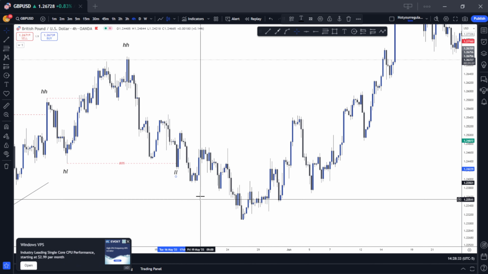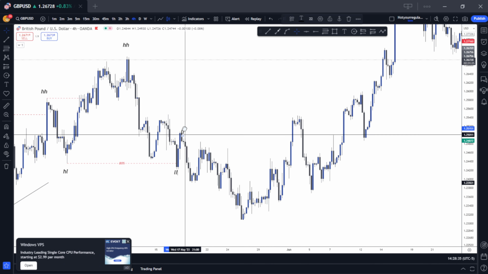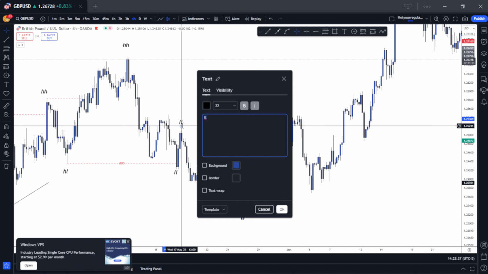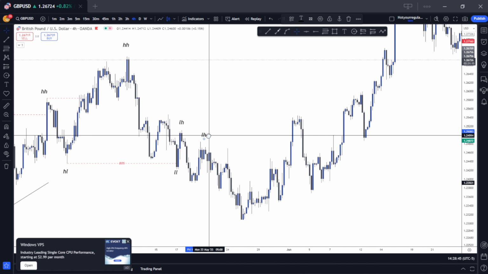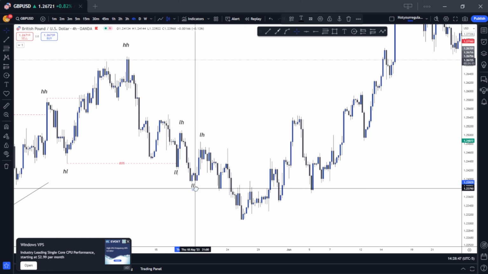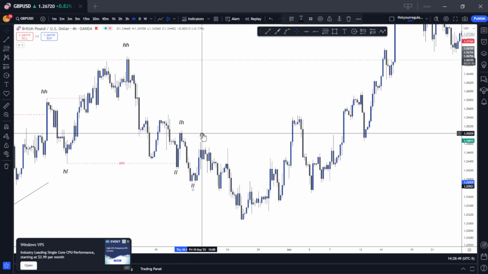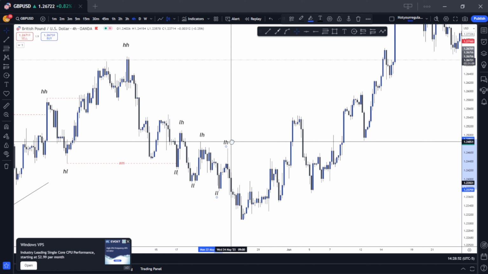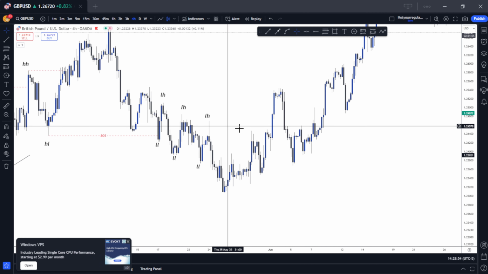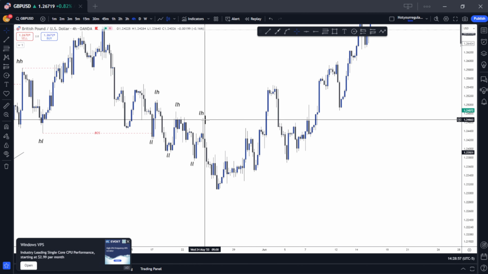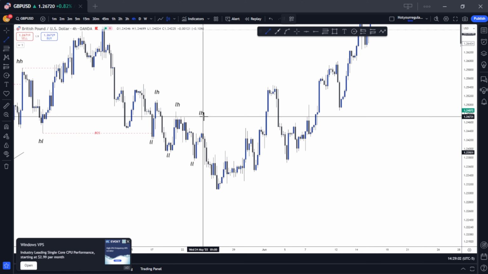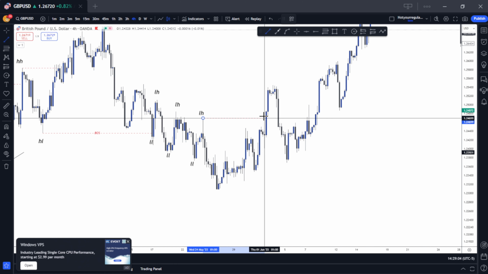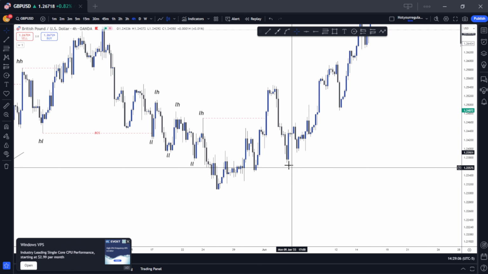lower lows and lower highs, created another lower high here, another lower low here, created another lower high with another lower low here. This was the last lower high that price needed to take out before switching back to a bullish market.